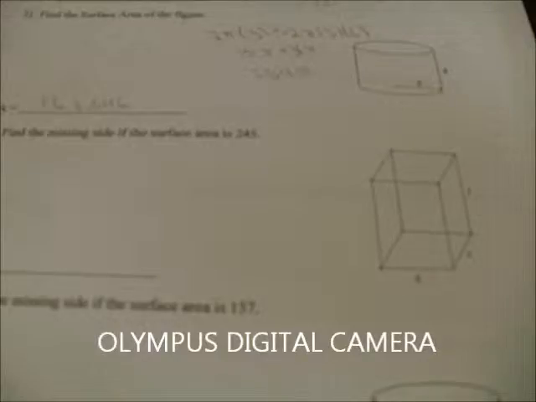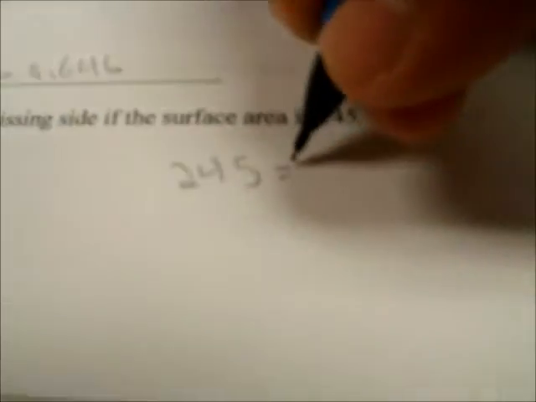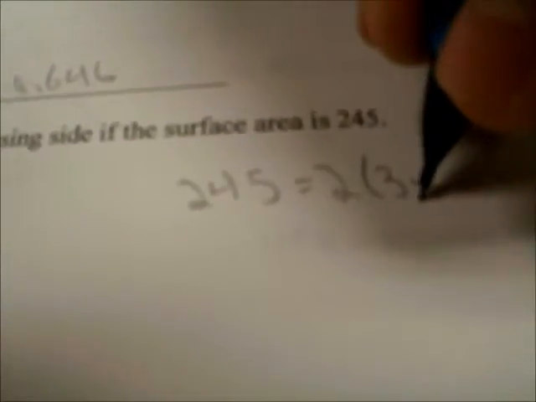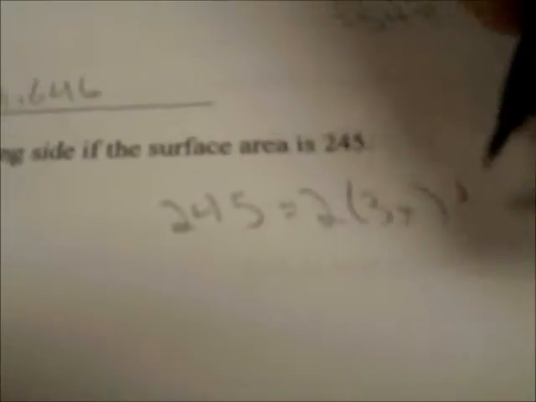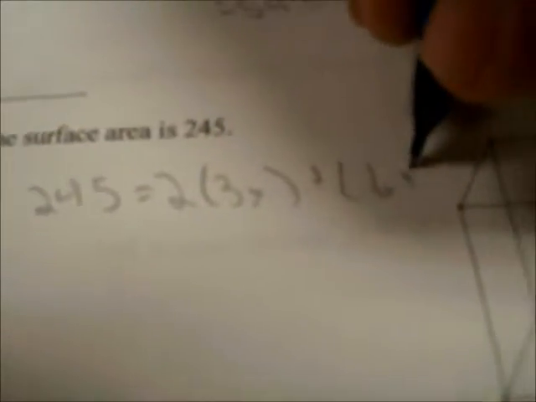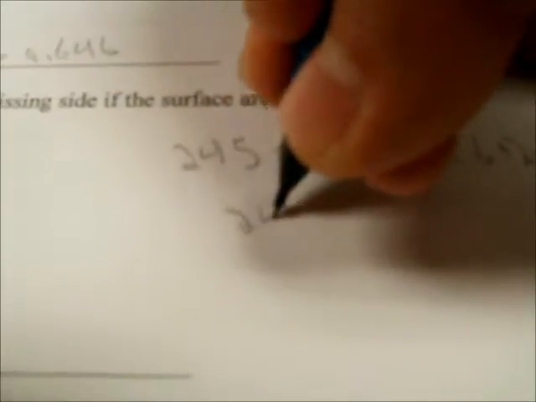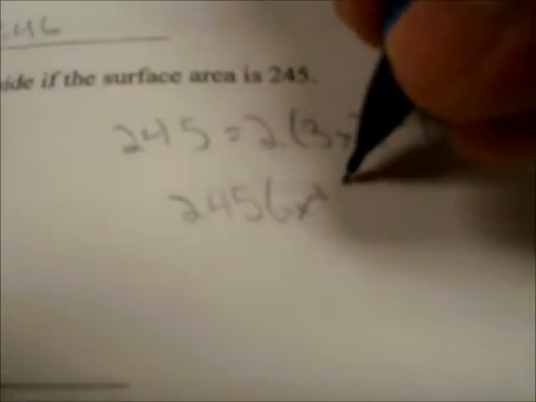For question 3, find the missing side in the surface area. The surface area is 245. We have a height of 7, a length of 3, and the width would be x. To find x, we will take 245 equals 2 times 3x plus 2 times x times 7, and we simplify that down.